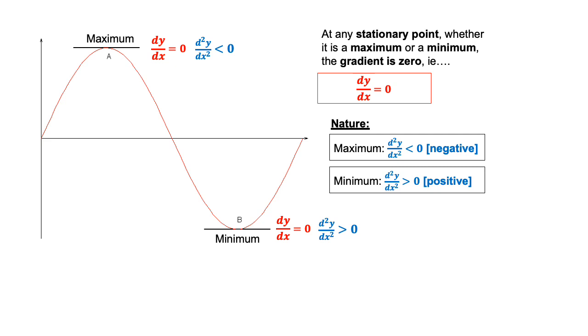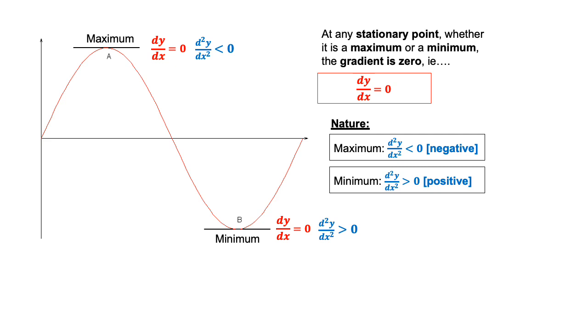And the reason is simply that d squared y by dx squared describes the rate of change of the gradient. If you look at the gradient around the maximum point at point A, just before it, it's got a positive gradient, and as you go round the curve, it hits the maximum point and then it's 0, and then the gradient after that gets more and more negative. So the rate of change of the gradient is decreasing, going from a positive to a negative gradient, and that's why the second differential, the rate of change of the gradient, is negative.